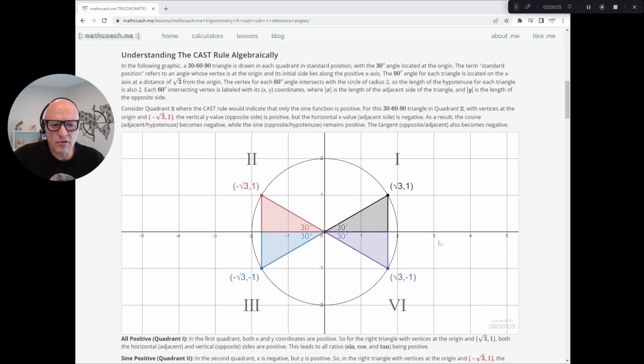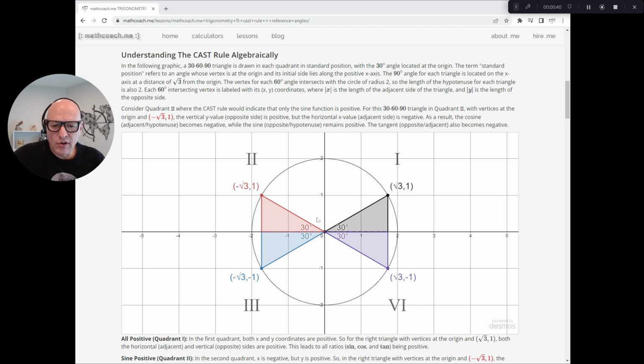What I have in this graphic is a 30-60-90 triangle in each quadrant, all in standard position with the 30-degree angle at the origin and the 60-degree angle intersecting with this circle. This circle has a radius of 2, and I know from my 30-60-90 special triangle that the relative length of the hypotenuse is 2, the opposite side of my angle is 1, and the adjacent side of my 30 is root 3.